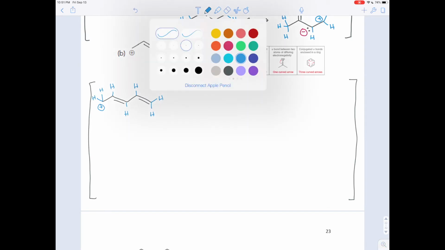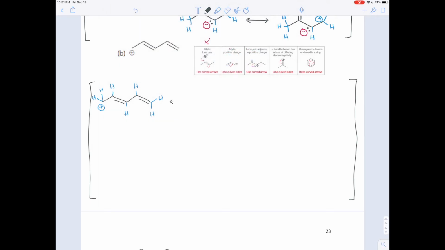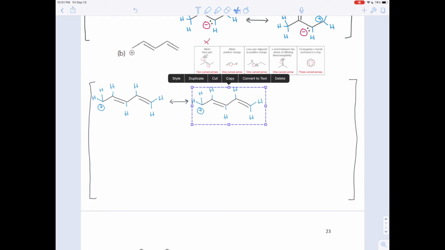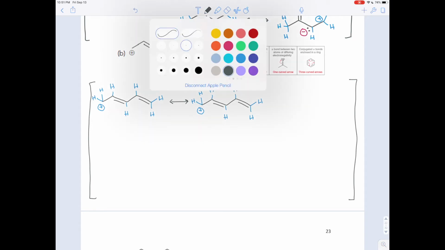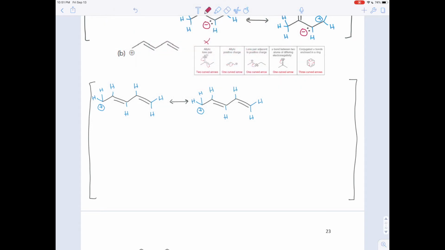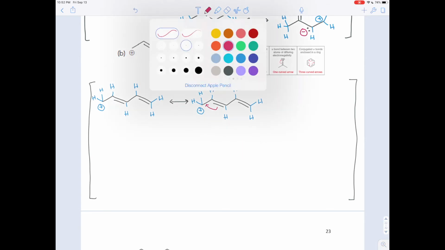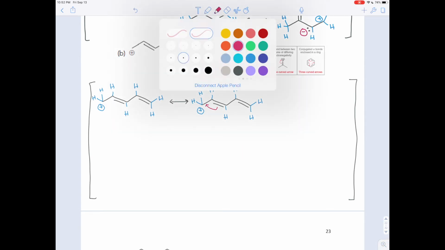Okay, so those are all the hydrogens there. So we have an allylic positive charge, so when you want to draw the resonance structure for that, you copy that original molecule, and wherever the double bond is that the positive charge is allylic to, those electrons go to form a new pi bond toward the positive charge. That's the pattern there.